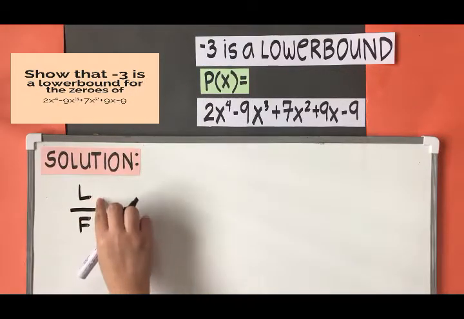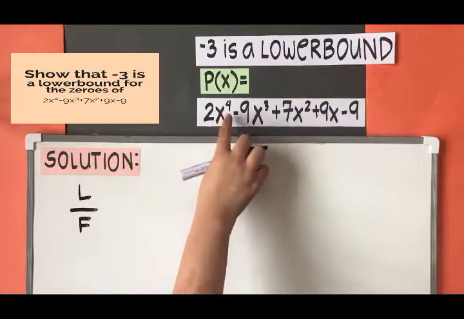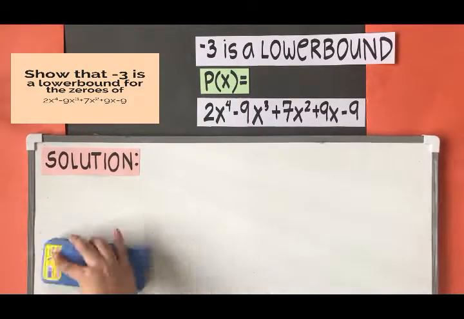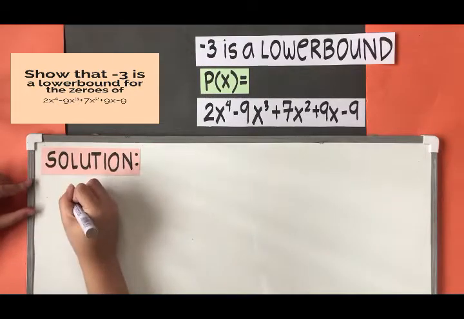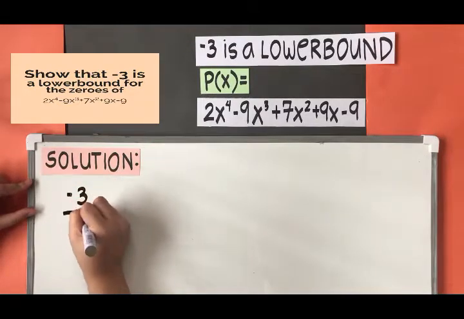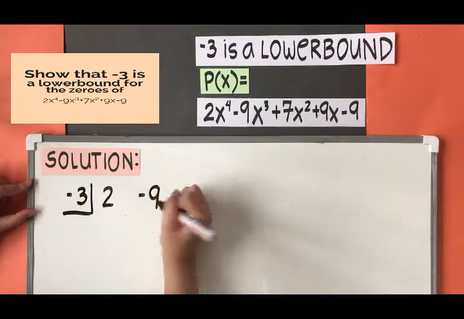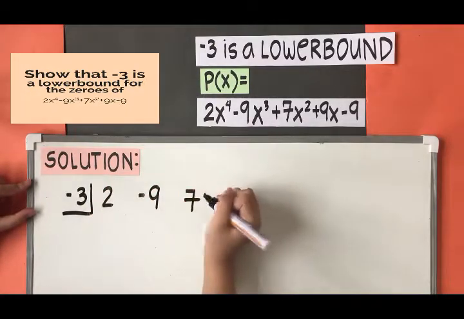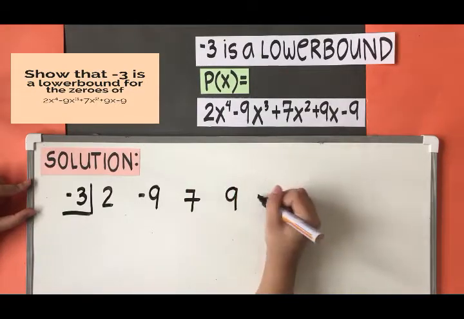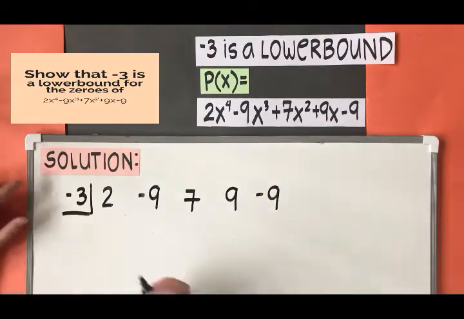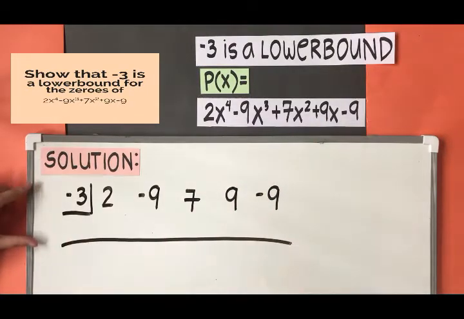However, this is what we normally do if we are not given a number to divide the polynomial with. So for this problem, for the synthetic division, we are given negative 3. So we put that outside. Note that these numbers, the 2, negative 9, 7, 9, and negative 9, are coming from the polynomial given. They are the coefficients of the polynomial given.